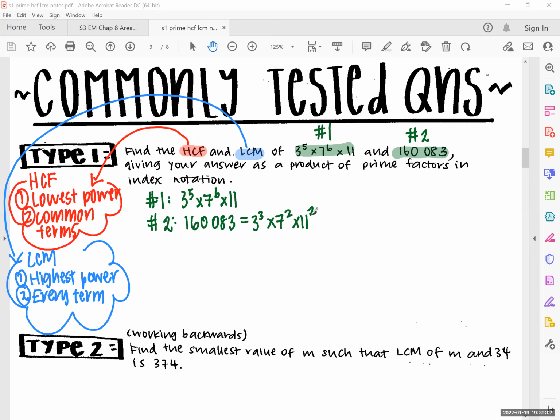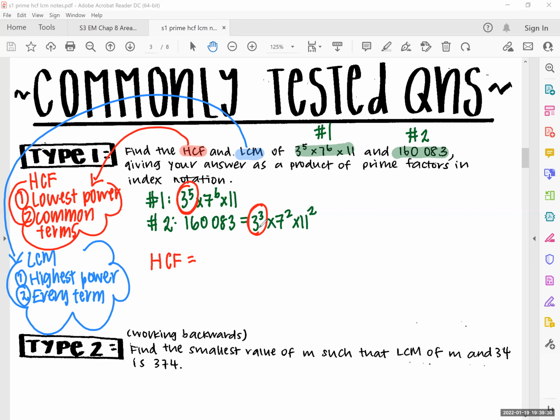Can you see I color coded the HCF to be the one in red? So how do we find the HCF? Remember I told you it must be the lowest power. Not just lowest power, but it must be a common term. The first one is 3 to the power of 5, and we have 3 to the power of 3, right? Are they common? They all have the base of 3, right?